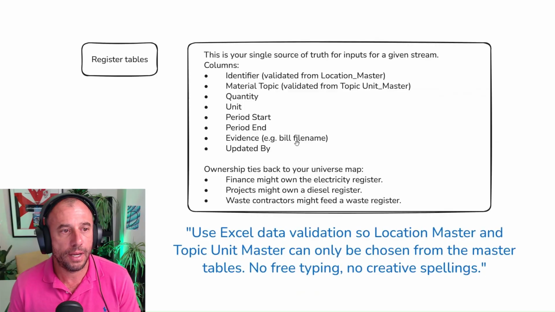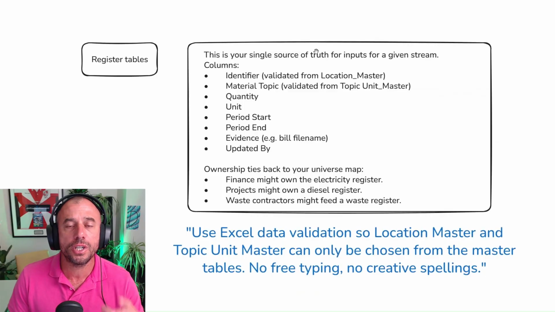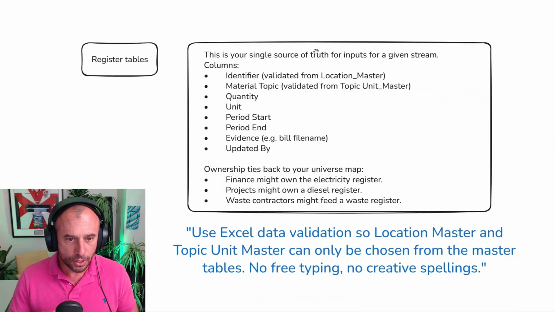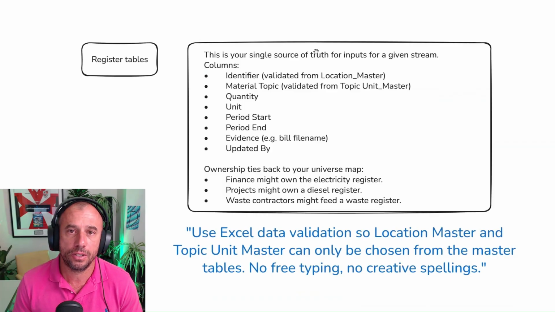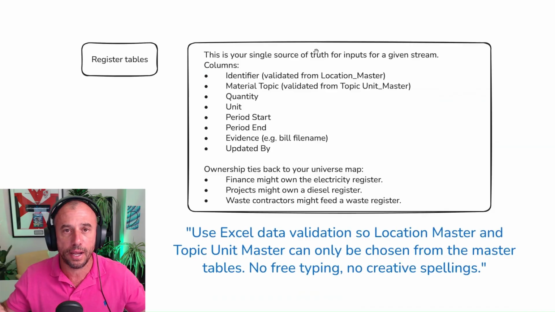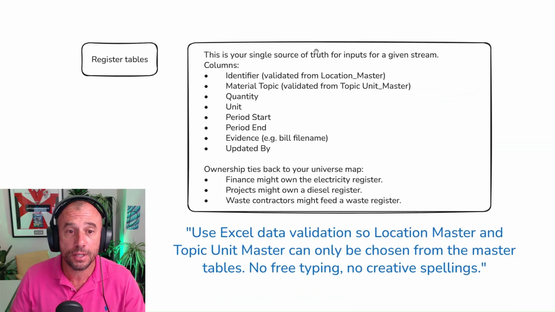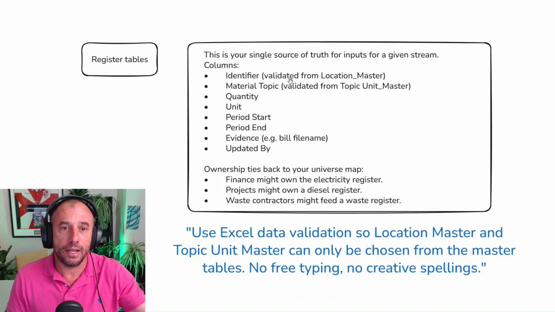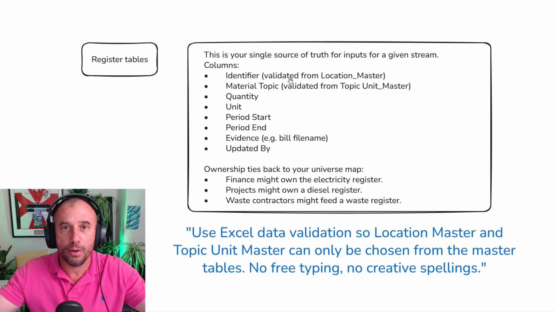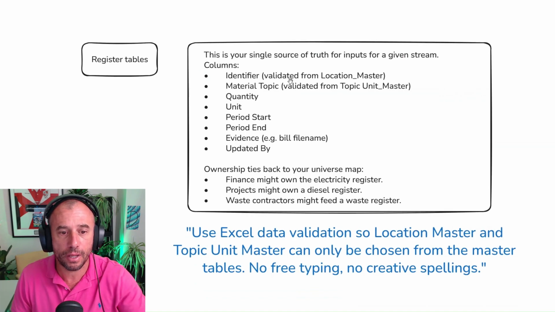All right, moving on. Now we've got the registers table. This is your single source of truth for inputs for any given material topic. The columns I would suggest are your identifier, material topic, quantity, unit, start and end dates, and evidence. This is where your data is going to get audited by auditors. So you need to make it very, very clear what it is that your data entry from your bill is reading, and this is where they'll read that.